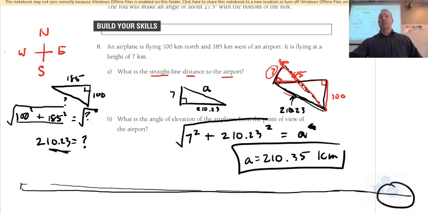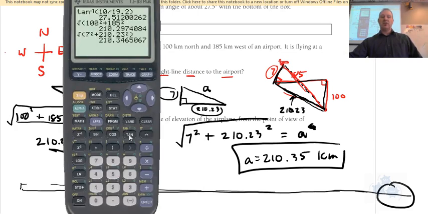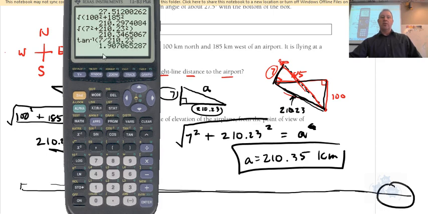Yeah, sure. We can figure it out. It'd be pretty easy, actually. This is opposite side. This is adjacent. So it's the second function tan of what? 7 over 210.23. 1.9. So like 2 degrees. Yeah. You're right. It's pretty small.